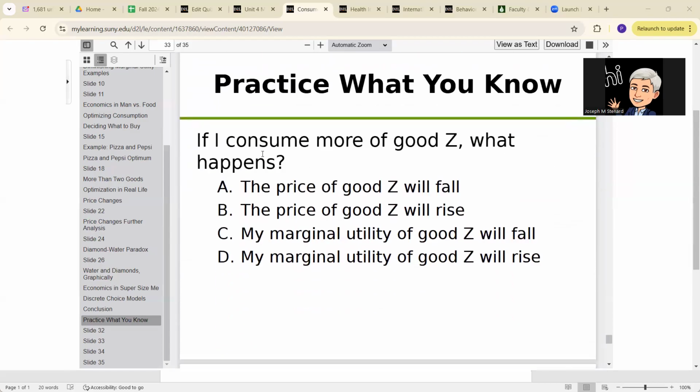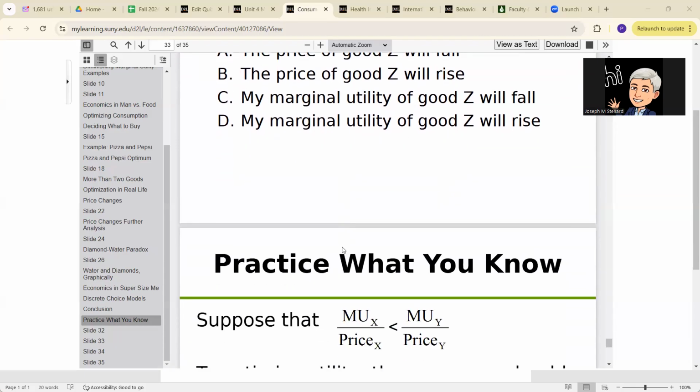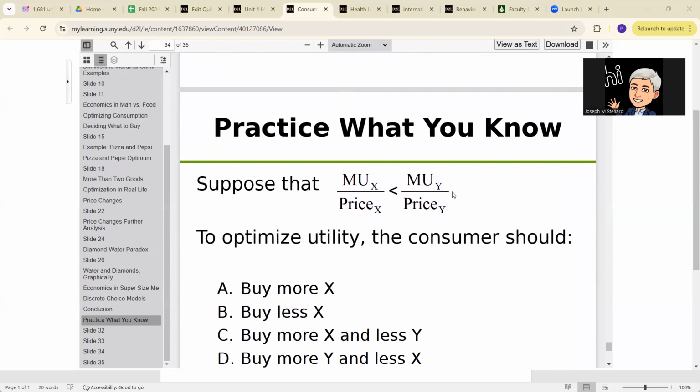Next one, practice what you know. If I consume more of good Z, what happens? Does the price of good Z fall? No. Will the price of good Z rise? Possibly. I don't think I have that much influence on good Z though, so probably not. My marginal utility of good Z will fall? Yes, because it's just like that first question. And my total utility for good Z will increase. I'm happier with three hamburgers than I am with one, but the benefit of the third one, the marginal or additional benefit I got, is what you're comparing when you're trying to decide.